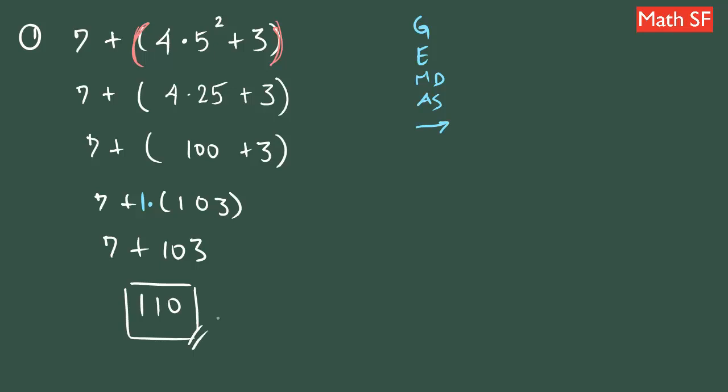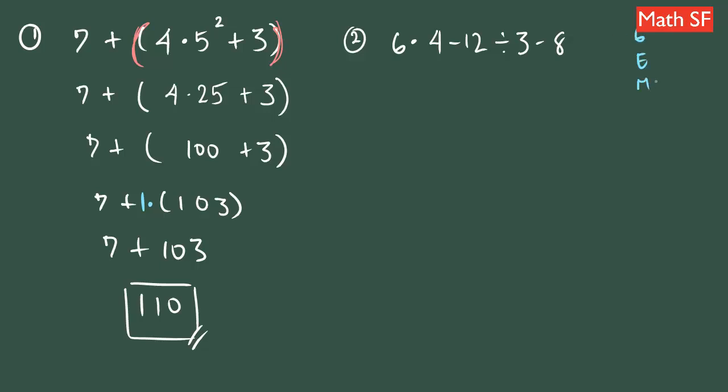Okay, let's do the next example. The next example is problem number 2. In problem number 2, we have 6 times 4 minus 12 divided by 3 minus 8. Once again, you have to write your GEMDAS, from left to right. First we have to do the grouping. There's no parentheses, no brackets, no curly brackets, nothing that resembles a grouping here.